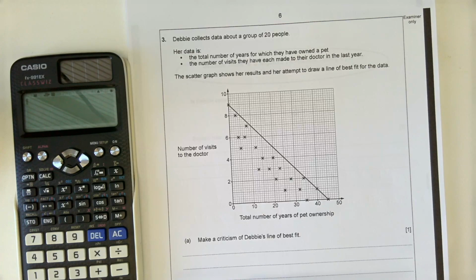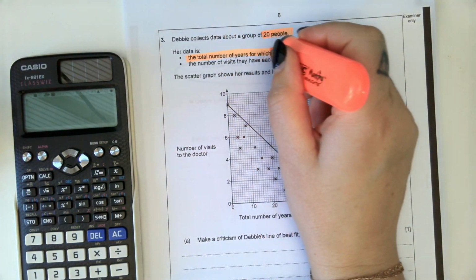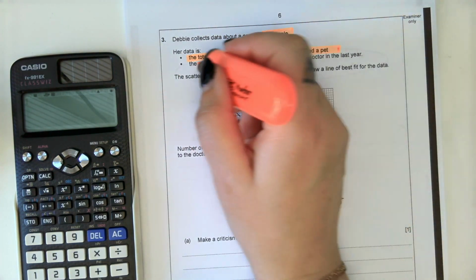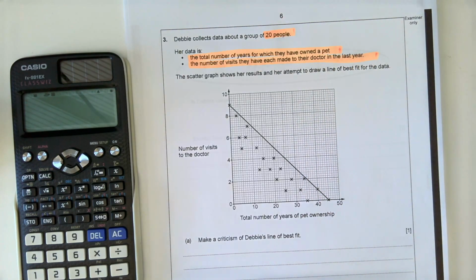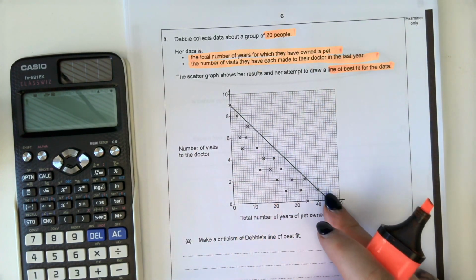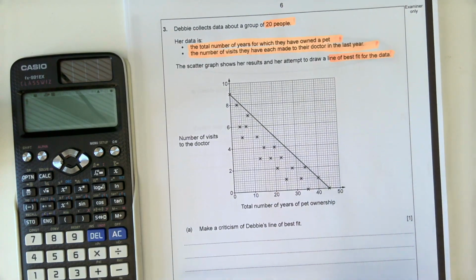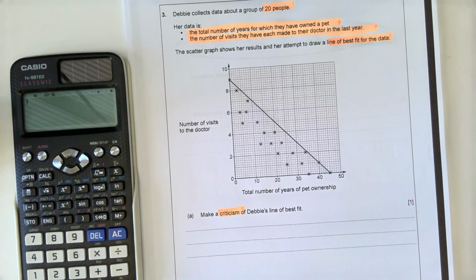Question 3. Debbie collects data about a group of 20 people. Her data is the total number of years for which they have owned a pet and the number of visits they have each made to their doctor in the last year. The scatter graph shows her results and her attempt to draw a line of best fit for the data. So this is her scatter graph, and that straight line is her line of best fit attempt. Part A, make a criticism of Debbie's line of best fit.